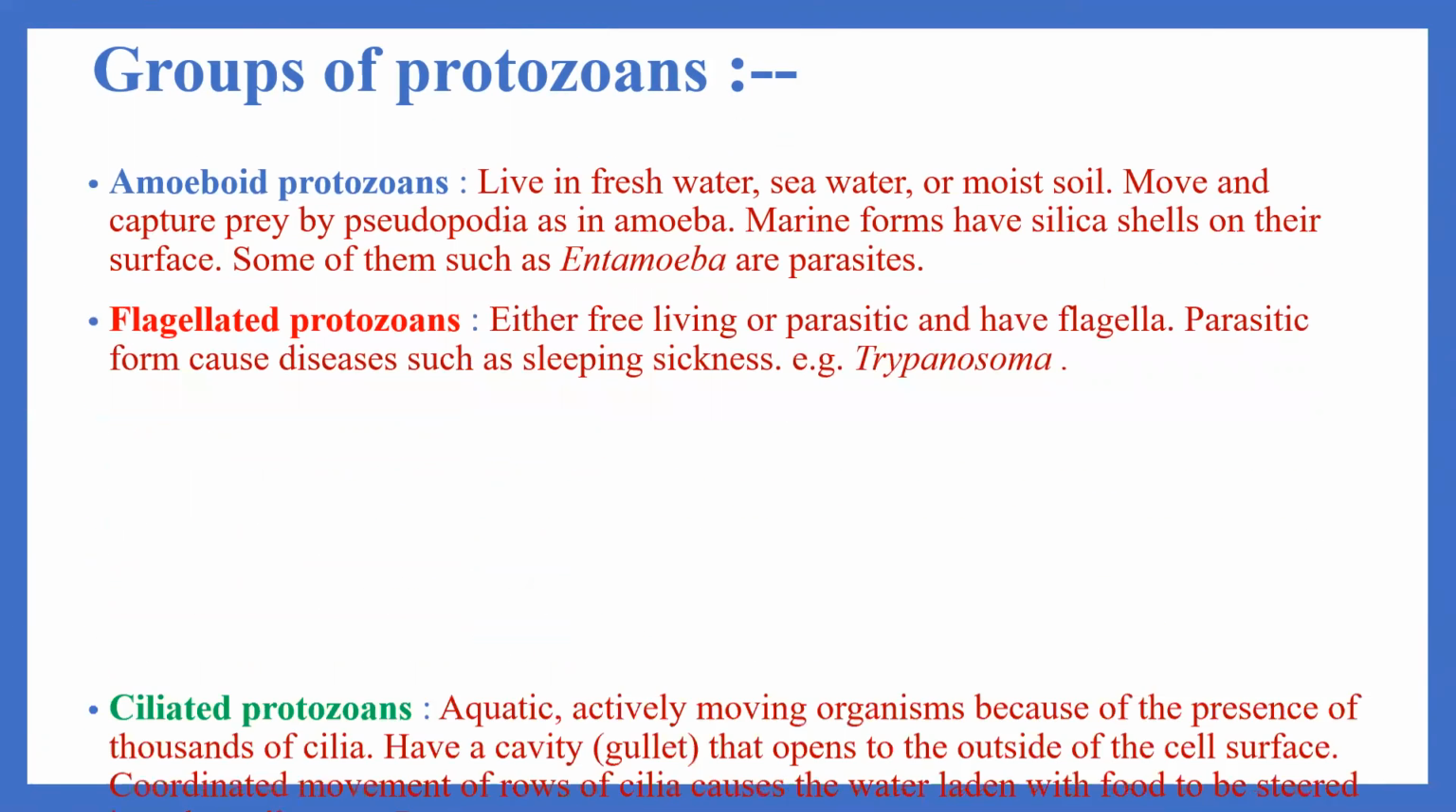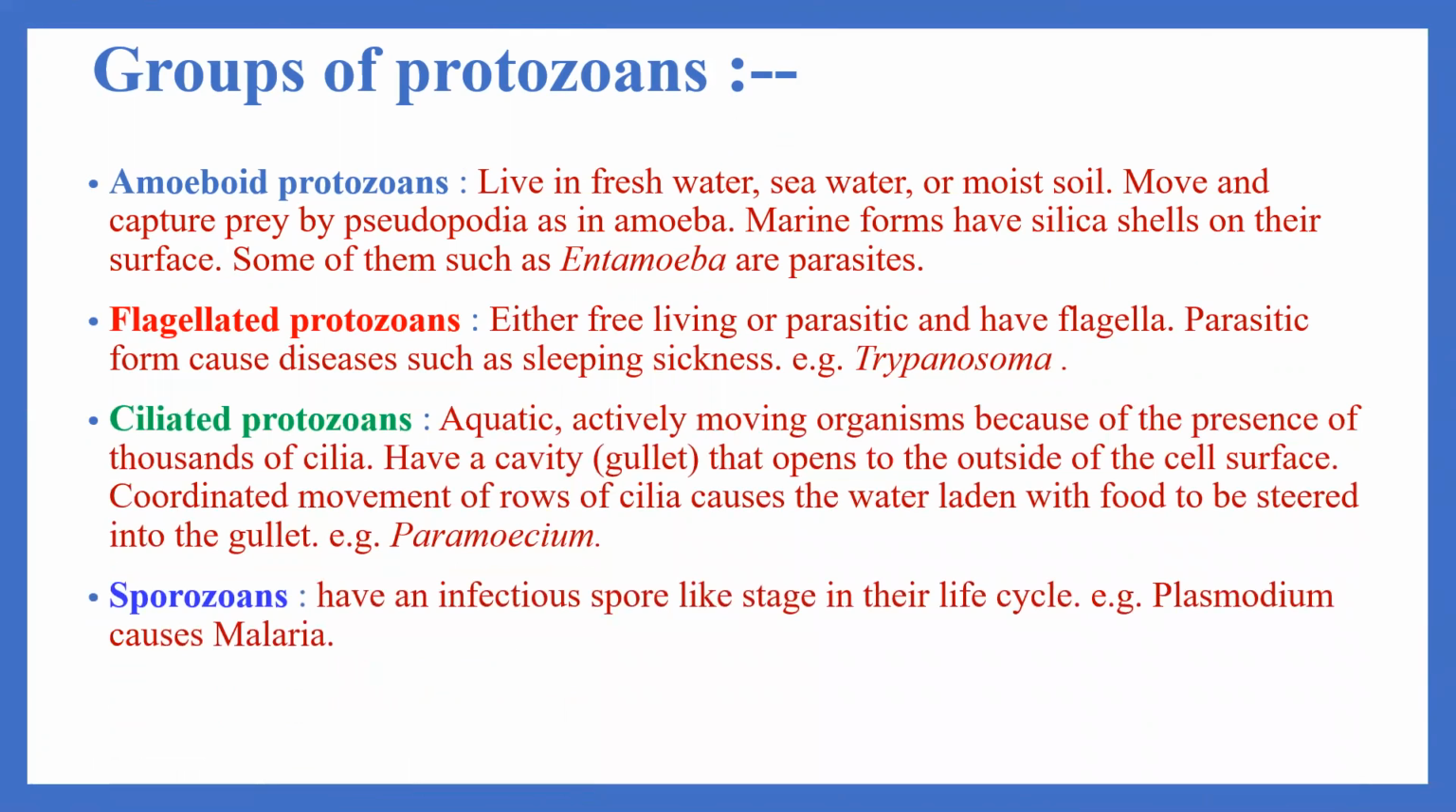So there are a few groups of protozoans. These are the amoeboid protozoans, flagellated protozoans, ciliated protozoans, and sporozoans. Amoeboid protozoans live in freshwater, seawater, or moist soil, and move and capture prey by pseudopodia as in amoeba. Marine forms have silica shells on their surface. Some of them, such as Entamoeba, are parasitic.